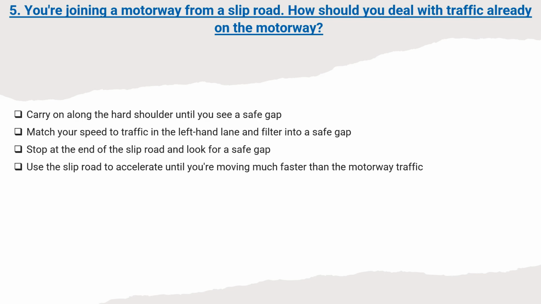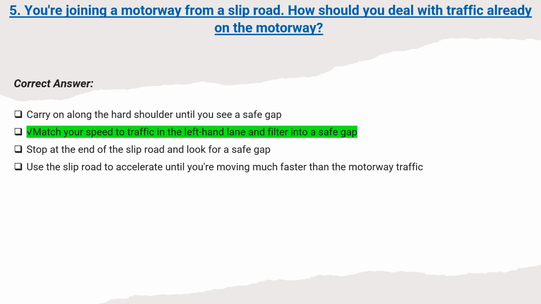5. You're joining a motorway from a slip road. How should you deal with traffic already on the motorway? Carry on along the hard shoulder until you see a safe gap. Match your speed to traffic in the left-hand lane and filter into a safe gap. Stop at the end of the slip road and look for a safe gap. Use the slip road to accelerate until you're moving much faster than the motorway traffic. Correct answer: match your speed to traffic in the left-hand lane and filter into a safe gap.